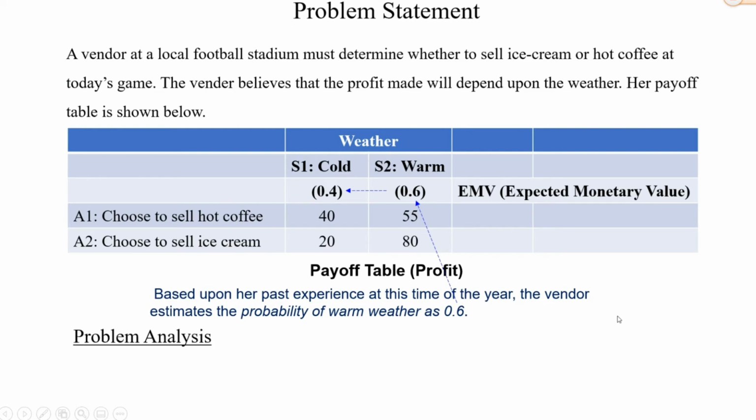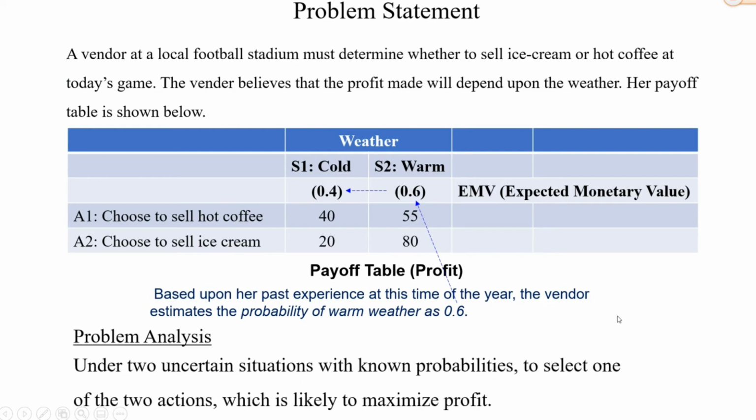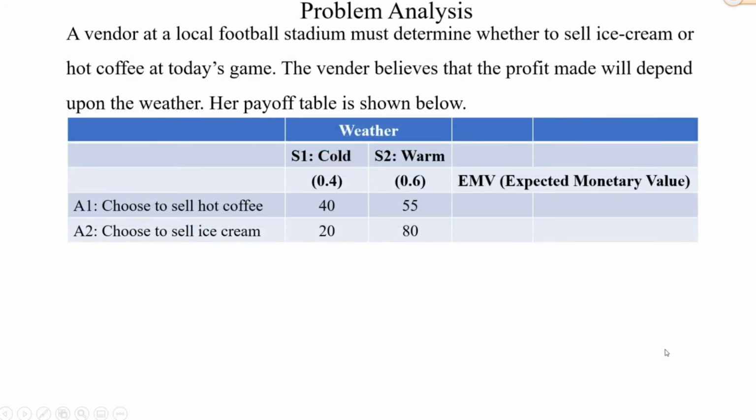Problem analysis. So this is under two uncertain situations with known probabilities. We know the situations, we know their probabilities, we know two possible actions. We know that we have to maximize payoff. Therefore, we can use a decision theory technique.